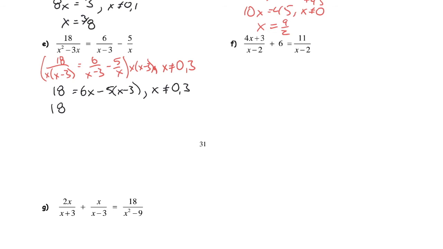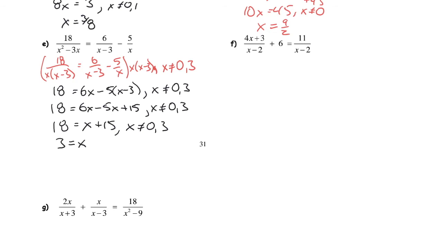So now I will expand out. I will multiply that negative 5 through. Again, x can't equal 0 or 3. And then I'm going to put those terms together. So 6x minus 5x is just going to be x, plus 15, where again, x cannot equal 0 or 3. Then I'm going to subtract the 15 from both sides, and I get 3 is equal to x.